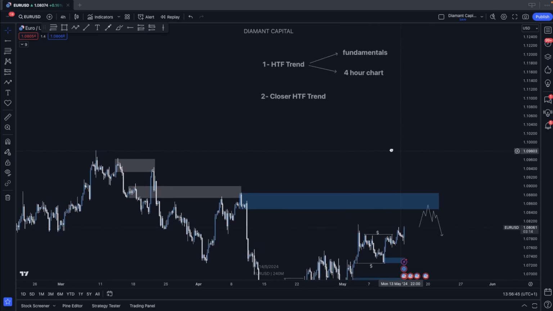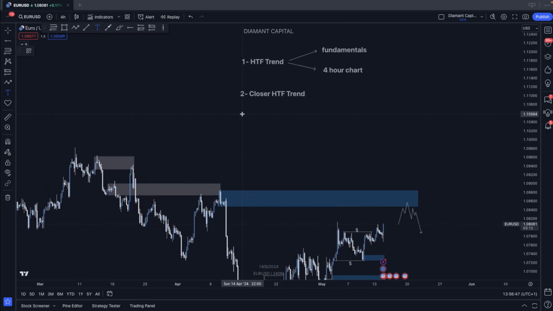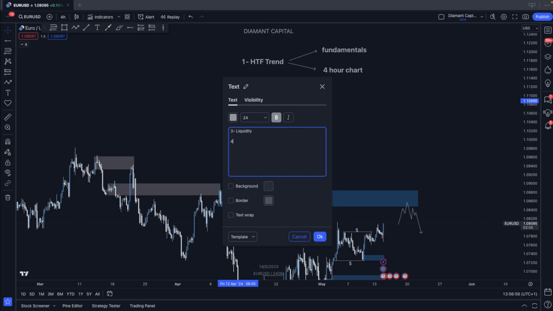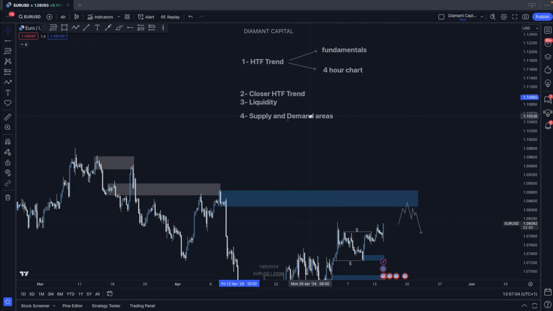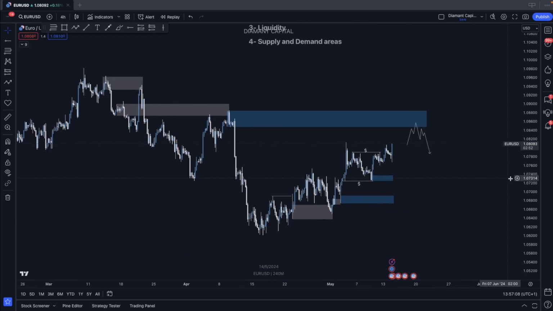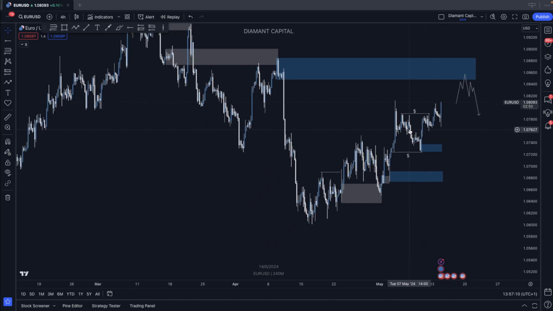So once we have that bias in mind, pretty much what we're going to be looking for is stuff like this. We're going to be looking for liquidity. We are then going to be looking for, let's actually push this down, supply and demand areas. And then from that, we would basically be able to assess our direction.